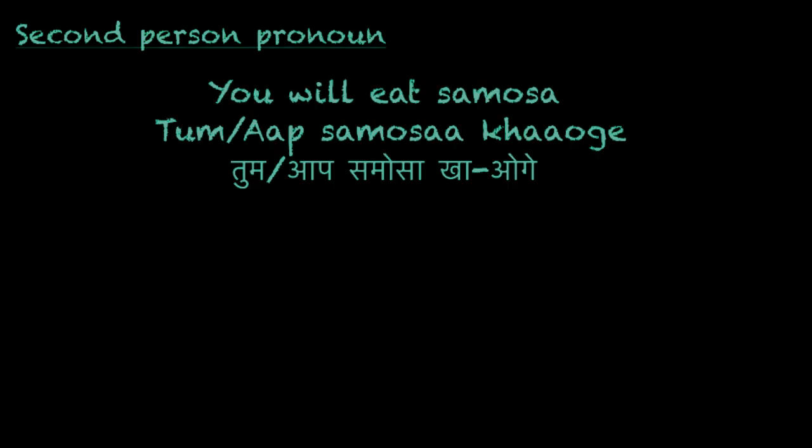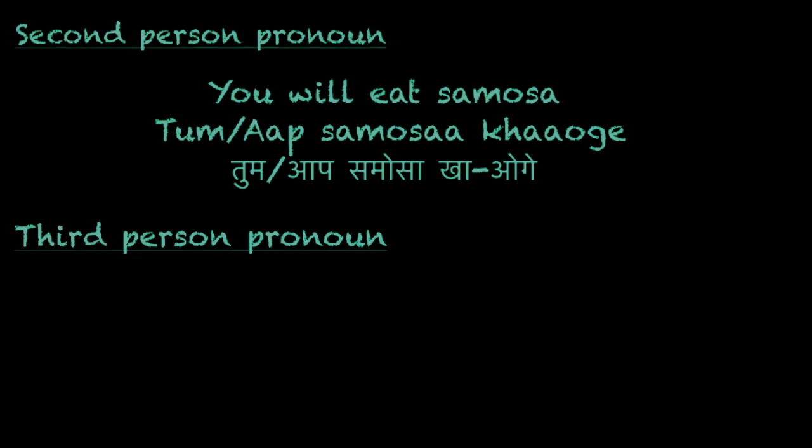Now for the second person pronoun, which is you, let's take an example. That is, you will eat samosa. So it could be tum or aap samosa खाओगे. So the root verb gets the sound of oge at the end of the root verb.